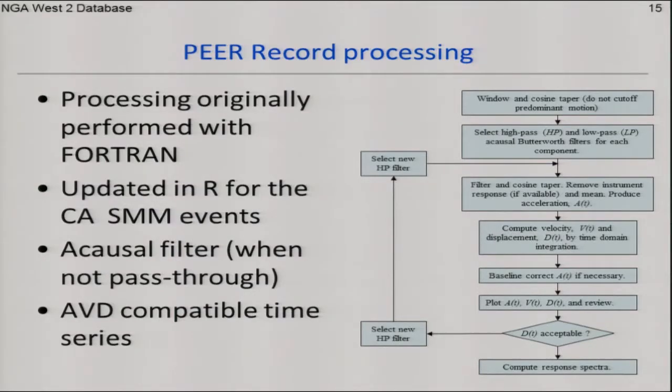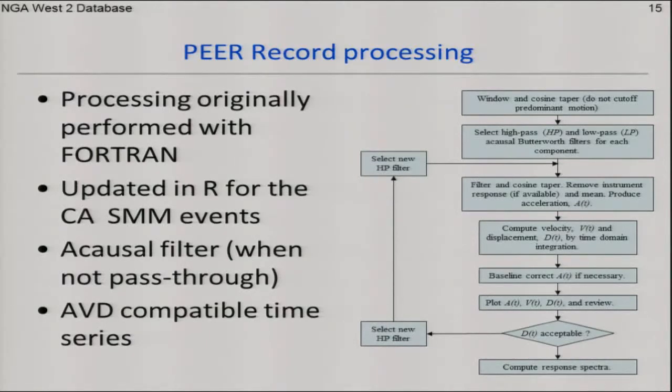Another important thing to note is that there's a major difference between the NGA West 1 and NGA West 2. During the filtering process, it was decided that we're going to process with an acausal filter. So anything that we could get the raw data for was processed with an acausal filter.